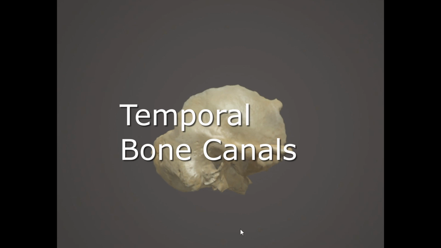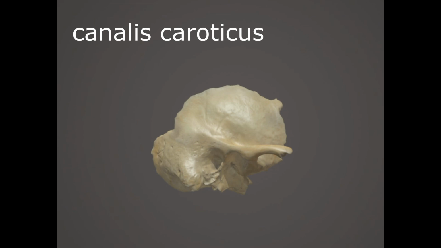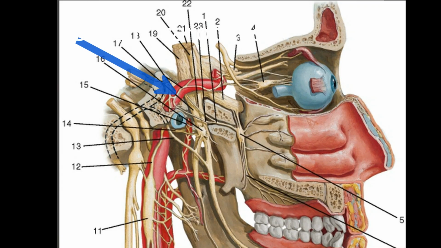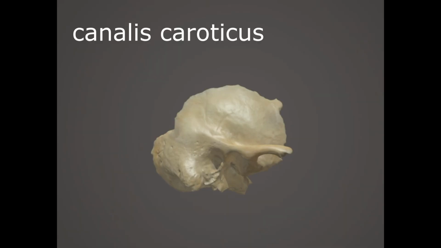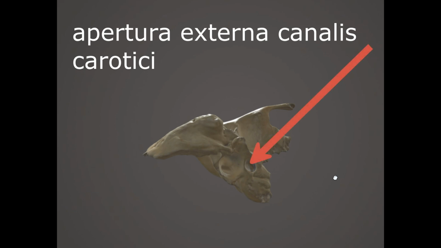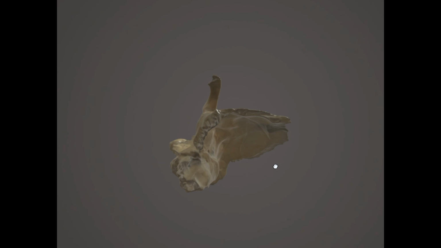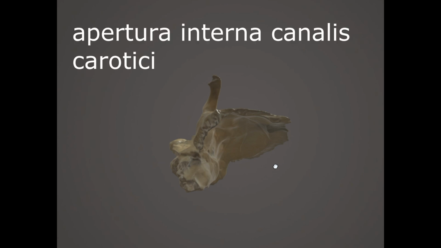Temporal bone canals. Carotid canal, Canalis caroticus, through which the internal carotid artery and the internal carotid sympathetic nerve plexus enter the cranial cavity, begins on the inferior surface of the petrous part of the temporal bone at the external opening of the carotid canal, apertura externa canalis carotici. The carotid canal then ascends, bends at a right angle, and runs forward and medially. It opens into the cranial cavity through the internal opening of the carotid canal, apertura interna canalis carotici.